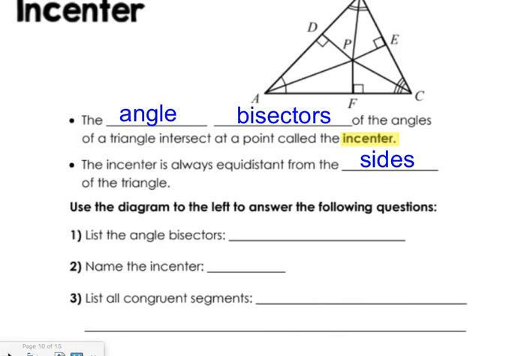Okay, and then we have something called the incenter, right? That's when all your angle bisectors intersect inside your triangle. And then there's a list of properties that go along with this as well. The big one being that the incenter is always equidistant from the sides of your triangle.